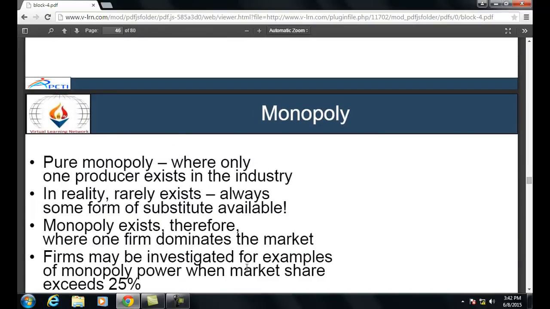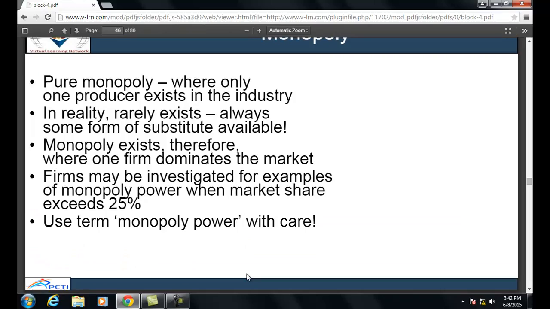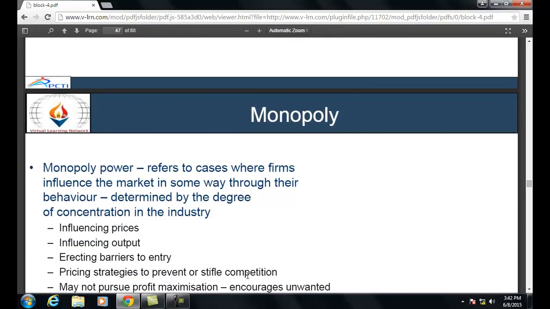Pure monopoly, where only one producer exists in the industry, rarely exists in reality, as there is always some form of substitute available. Monopoly exists therefore where one firm dominates the market. A firm may be investigated, for example, for abuse of monopoly power when market share exceeds 25%. Use the term monopoly power with care. Monopoly power refers to cases where firms influence the market in some way through their behavior, determined by the degree of concentration in the industry.